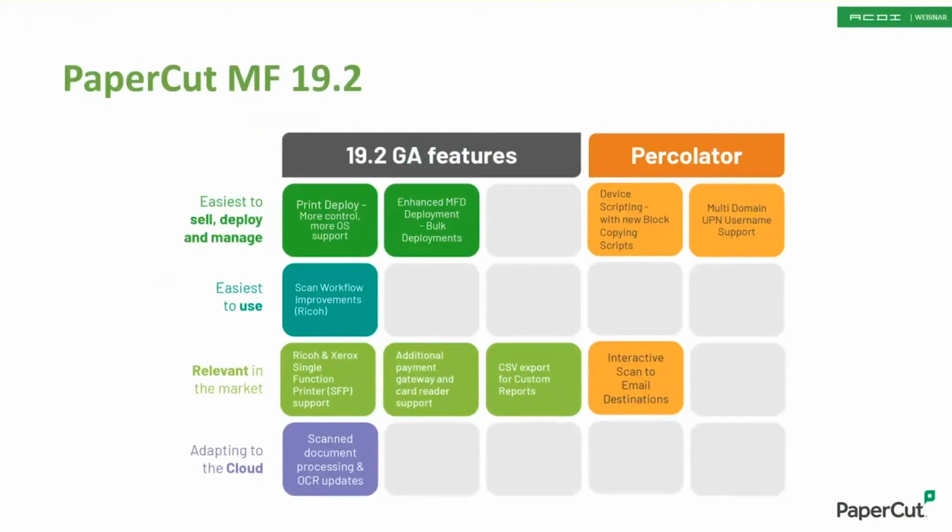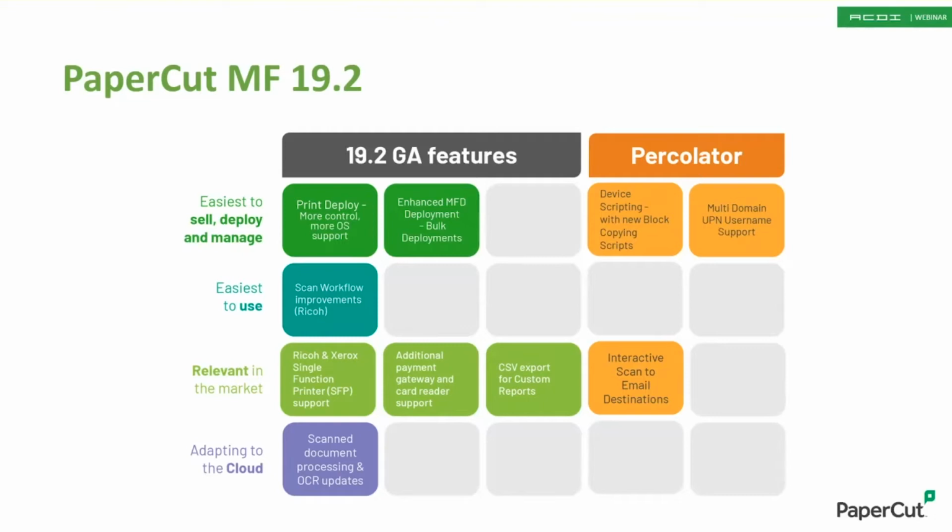Here's a roadmap to this version. I'd like to point out the orange section. That's the percolator. And it's growing with new things. We always talk a lot about coffee with PaperCut, so that's where things are tried out, in the percolator, and then they move into the official release when the brew is just right. Take note of device scripting, interactive scan to email destinations, and multi-domain UPN username support, all brewing quite nicely as we speak, and we'll soon be able to drink these in.